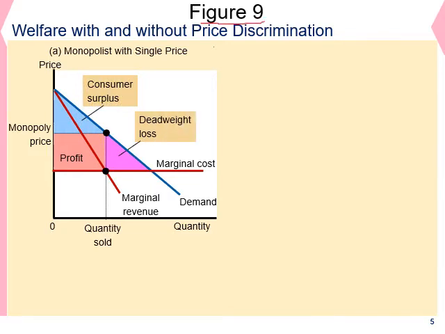Figure 9 deals with welfare with and without price discrimination. Panel A talks about a monopoly with a single price. When a monopoly is charging a single price, the monopoly price here is greater than the marginal cost. Then the monopoly profit will be this area, and the consumer surplus will be this area. This will lead to a deadweight loss. That triangle will be the deadweight loss because the monopoly price here is greater than the marginal cost.